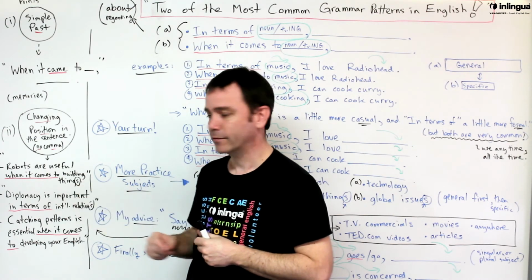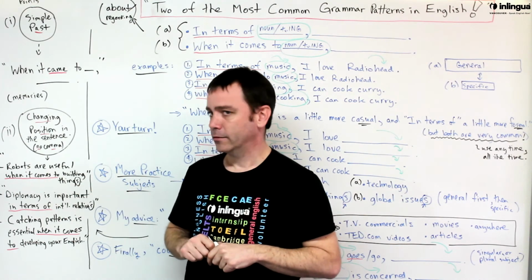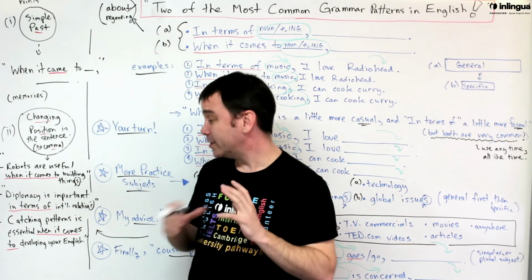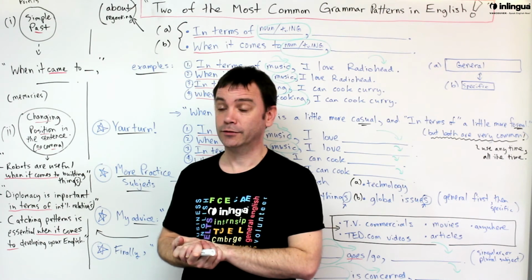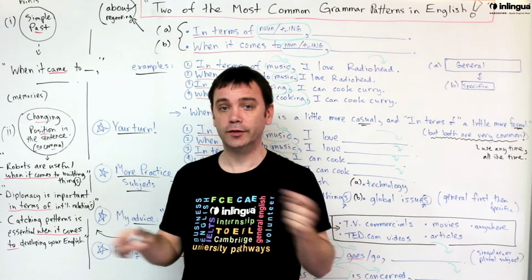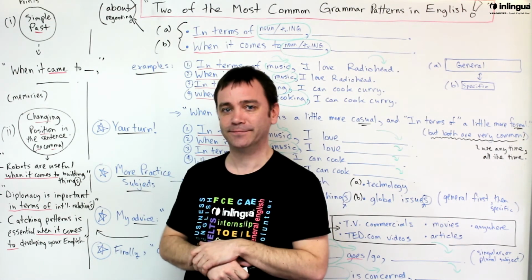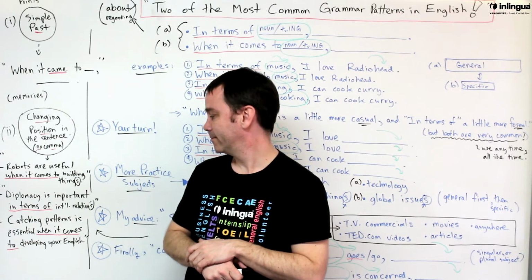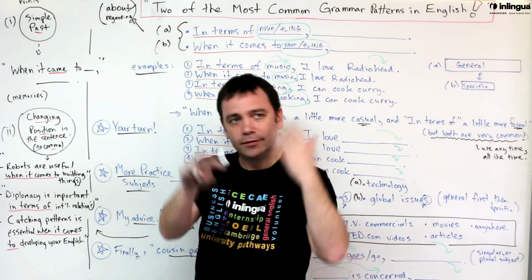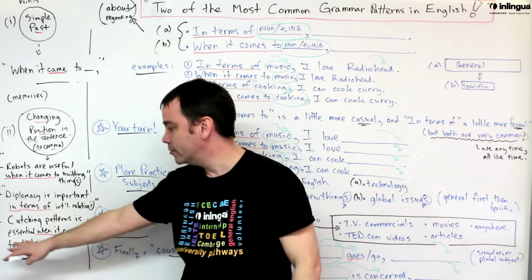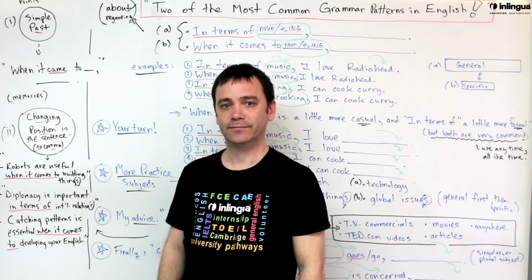Number two. This one's a little high level. Diplomacy is important in terms of international relations. Diplomacy is important in terms of international relations. Try it. And number three: catching patterns is essential when it comes to developing your English. Try.